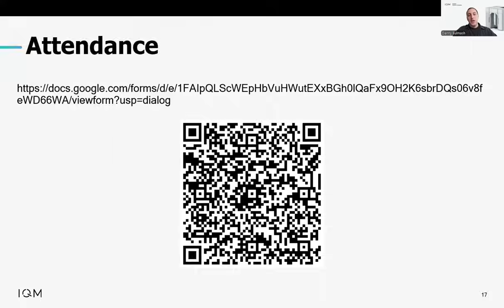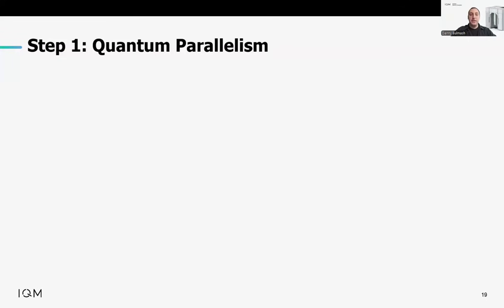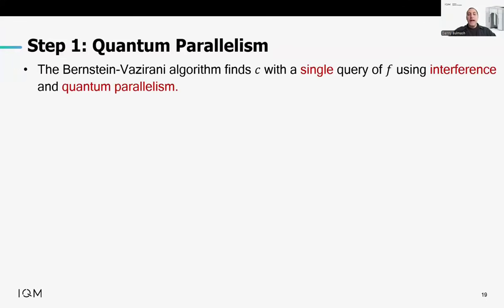All right. So with that, how does this magical algorithm work? We want to open up the quantum states and see how it works, where just putting these Hadamard gates, black box Hadamard, is going to get us the answer. So what happens is that the Bernstein-Vazirani algorithm finds the secret code C with a single query of F. So we just put it into the oracle exactly one time. And it uses interference and quantum parallelism. F is our oracle, C is the secret code.